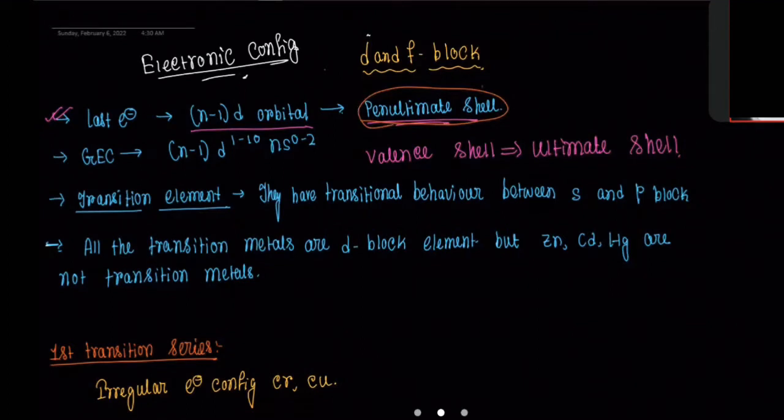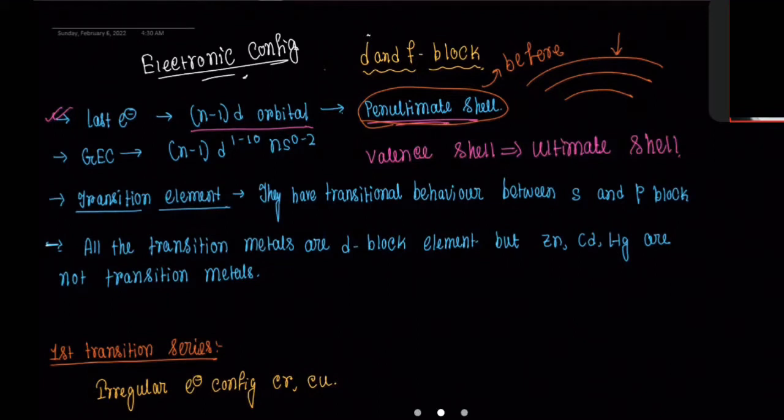So, the shell before the valence shell. So let's say I have three shells over here. So this is the valence shell. So this would be our penultimate shell. n minus 1 d is the penultimate shell for the d block elements. Okay. So what is the ultimate shell then? That is 4s. Over here you can see that it is n minus 1 d1 to 10, ns 0 to 2.